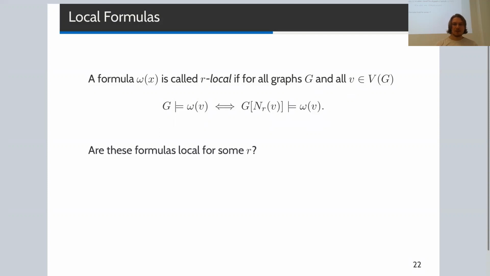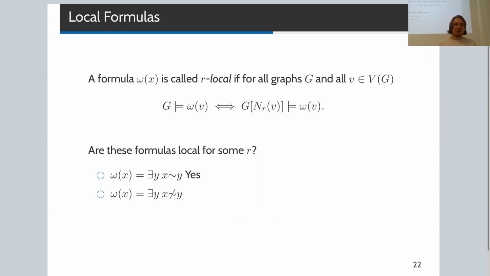To get familiar with the definition, let's check whether some of these formulas are R local. So who can tell me whether this formula, which checks whether X has some neighbor Y, is R local? It is R local. Why is it R local? I think R equals 1. Yes, so in order to check whether X has a neighbor Y, it is sufficient to look within the one neighborhood of our vertex X. If there is a neighbor, then of course it is by definition contained in the 1 neighborhood. So this formula is 1 local.